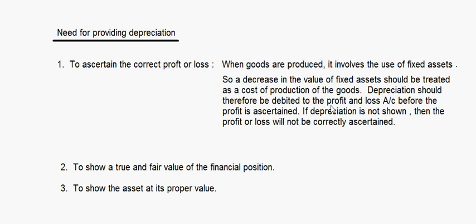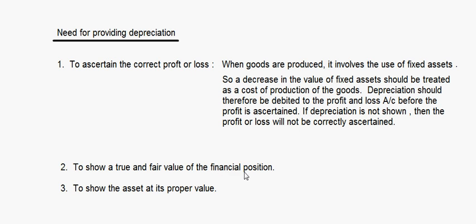So that should be treated as a cost, fine, and it should be shown as an expense in the profit and loss account, though we are not paying anything for that, but it should be shown as an expense in the profit and loss account. It should be put on the debit side. Only then the profit or loss will come correctly. If depreciation is not shown, then the profit or loss will not be correctly ascertained, right?